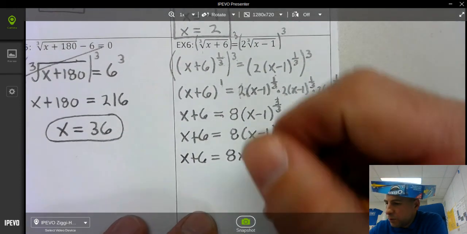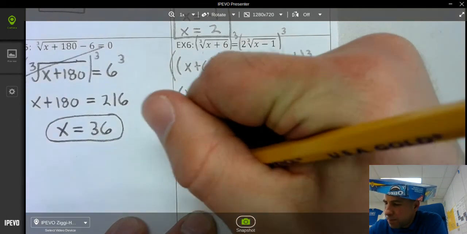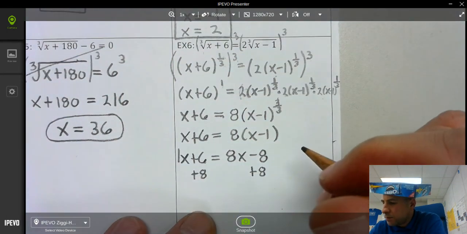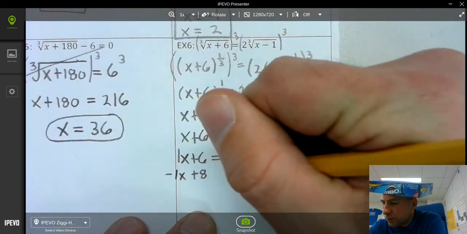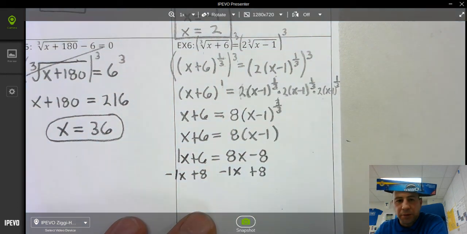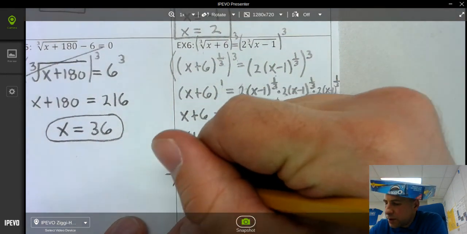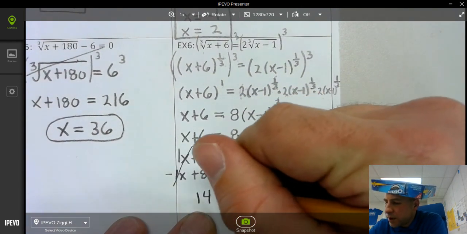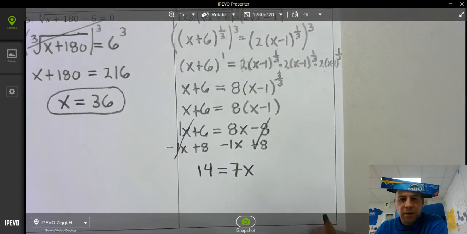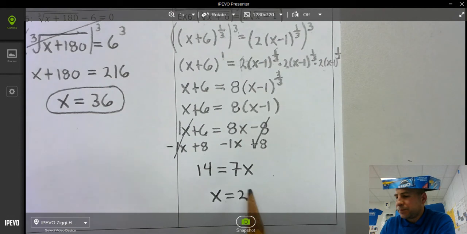We're going to add 8 to both sides. And then we're going to subtract 1x from both sides. And watch what happens. It's pretty cool. Those cancel. 8 plus 6 is 14. Those cancel. 8x minus 1x is 7x. Divide by 7. X equals 2.